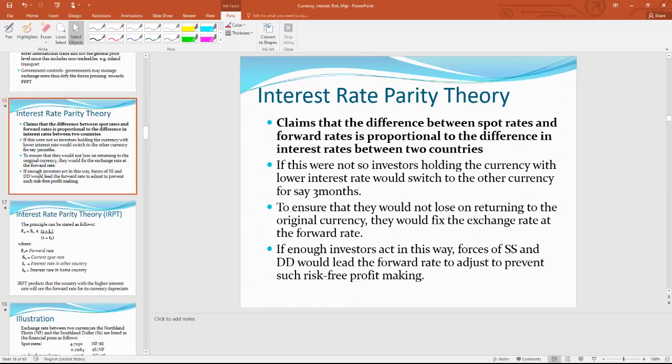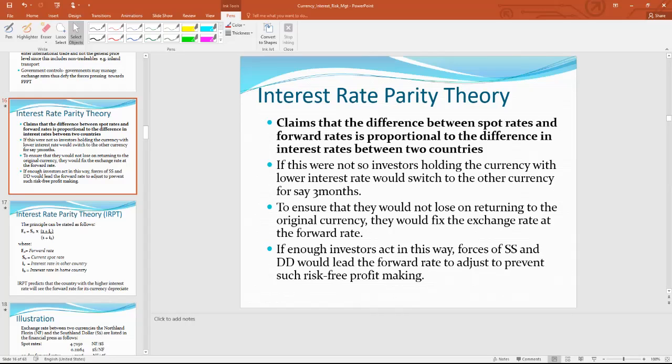In short, the forward rate. Since we have said that the investor will prefer to invest in Uganda because there's more interest, more return to be earned there, the forward rate quotation will therefore be depreciating to ensure you don't earn any extra interest.